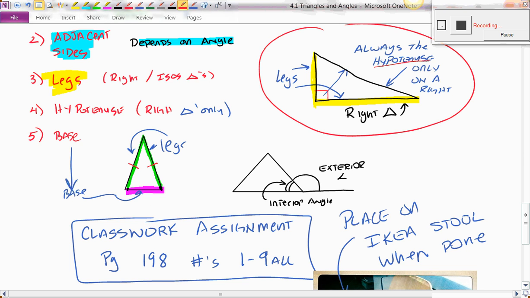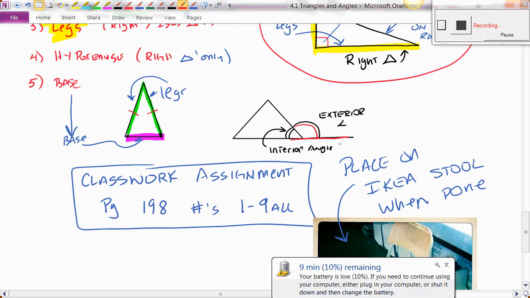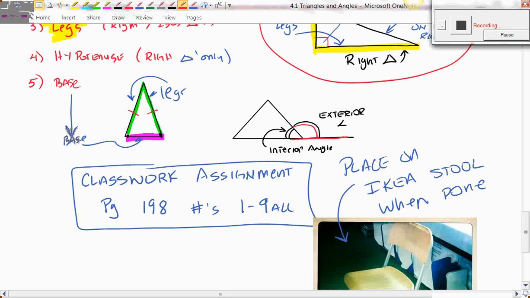Then I spoke about exterior versus interior angles. An exterior angle of a triangle is one that's on the outside, sort of if you extended one of your sides and kept going, it'd be on the outside. And then on the inside here is an interior angle. So interior versus exterior angles.